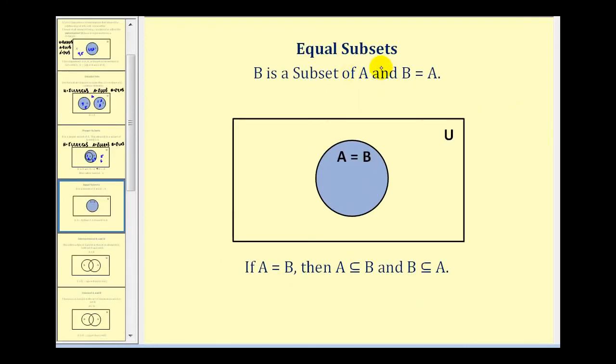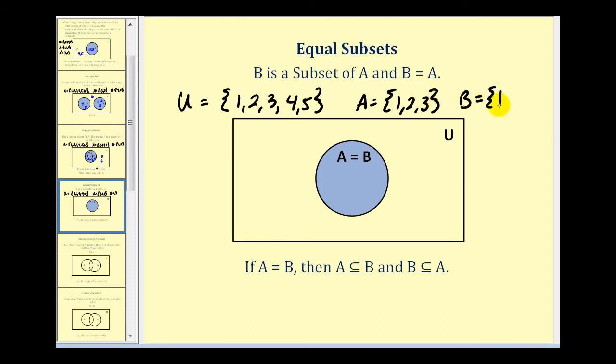And if we have equal sets, that means B is a subset of A and B is also equal to A. So all the elements in A and B are in the same circle. So if the universal set was 1, 2, 3, 4, 5, if set A contains 1, 2, and 3, then in this case B also contains the elements 1, 2, and 3. So we'd have 1, 2, and 3 here, and then outside A and B would be 4, 5, and 6. So if A is equal to B, we can say that A is a subset of B and B is also a subset of A.